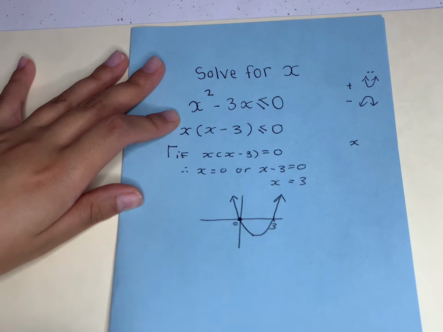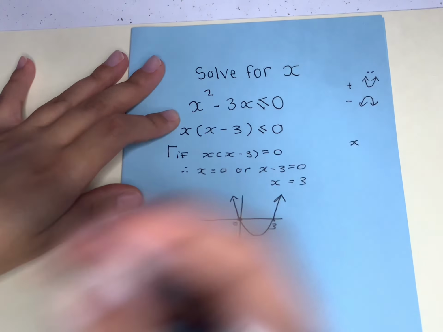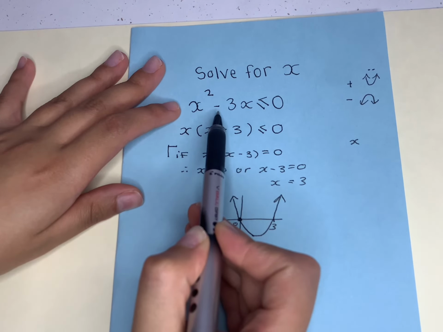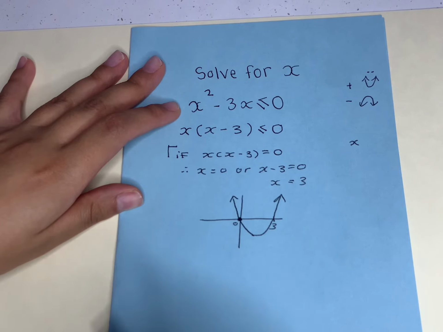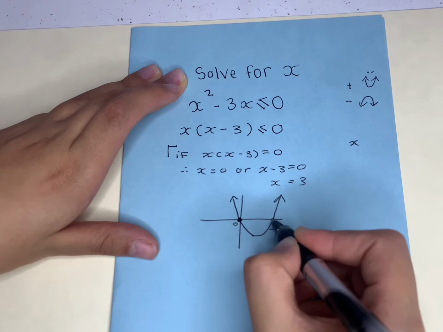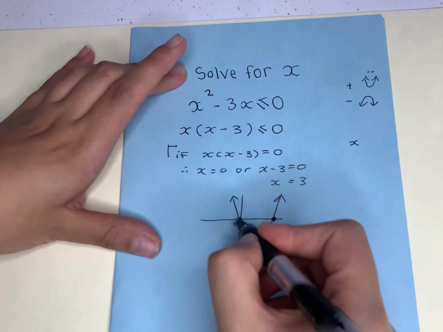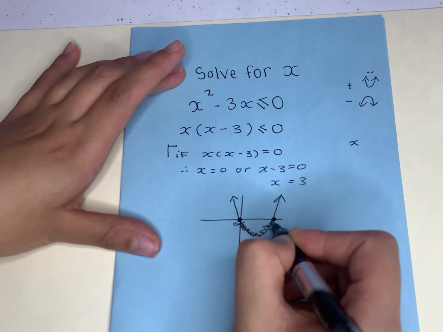Now what you need to do, from the parabola, see where it satisfies this inequality. We need to see where this parabola is lying below or equal to 0. And clearly we can see it includes the point 0 because of the equal to sign, and it includes the point 3 because it's equal to that point as well. And it is everything that is in between, like this.